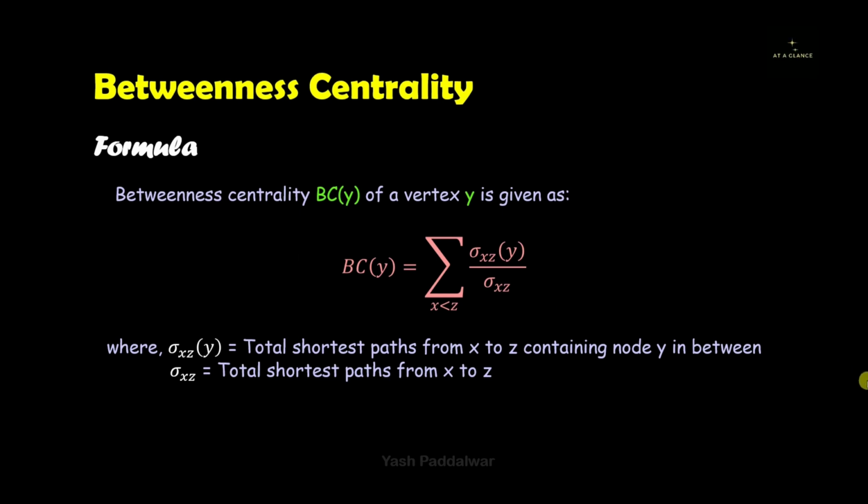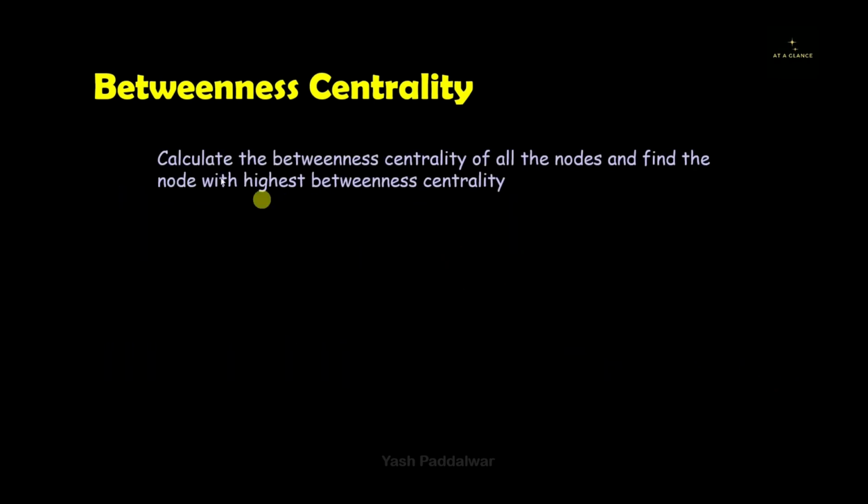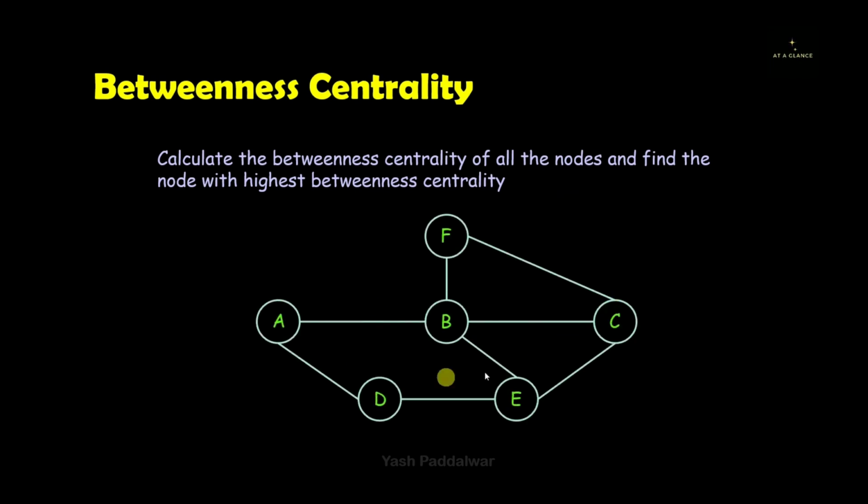So now we'll be looking into an example which is going to follow this particular formula and which will clear all your doubts. So here the question says that we need to calculate the betweenness centrality of all the nodes and we need to find out the node with the highest betweenness centrality from this particular graph. And the graph contains a total of 6 nodes: A, B, C, D, E, F. You can see that these nodes are connected with each other in a particular manner. And note one thing, that all the edges are bidirectional. That means A can go to B as well as B can go to A.